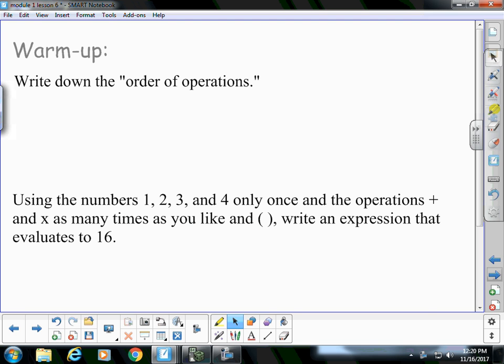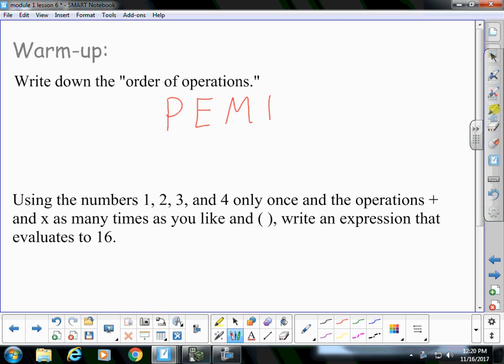Let's start by writing down the order of operations. Most of you probably have heard the expression PEMDAS, or maybe please excuse my dear Aunt Sally. And that's a way of helping you to remember the order of operations. P stands for parentheses, which says do whatever's in the parentheses first. The E stands for exponents, like the 2, and that says do exponents second.